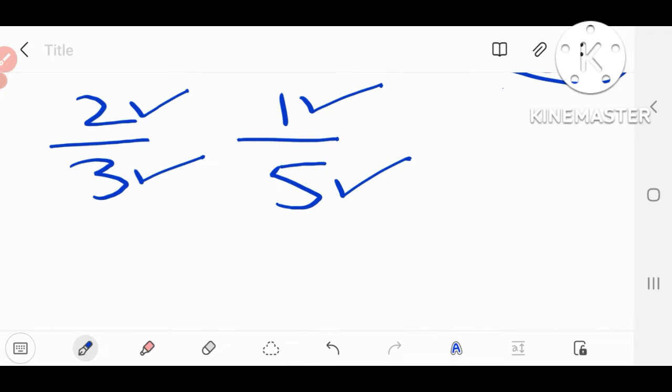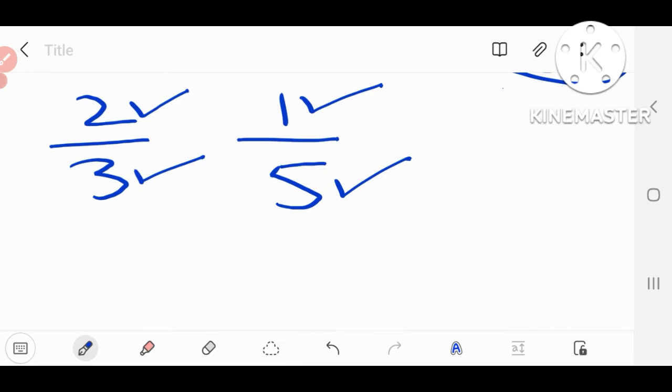But that was only in real numbers. What is an improper fraction? In a proper fraction there is only one possibility: the upper number should be lower and the lower number should be higher. So this was the proper fraction. The numerator should be less than the denominator. That is called a proper fraction.